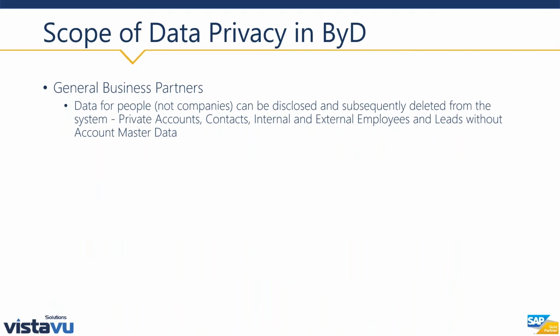So what kinds of things does it cover in ByDesign? One, for general business partners. So when I say general business partners, I mean data for the actual blood and guts people, so not your companies, can be disclosed and then subsequently can be deleted from the system. Things like your private accounts, if you're a B2C type of a company, contacts, your internal and external employees, your service agents, and then any leads that are in the system without any account master data.